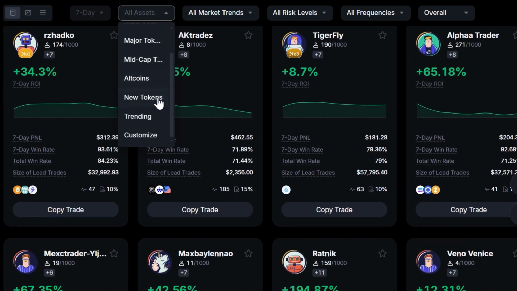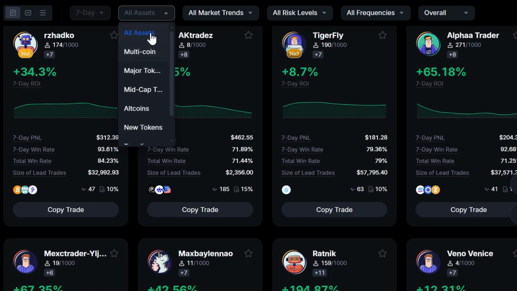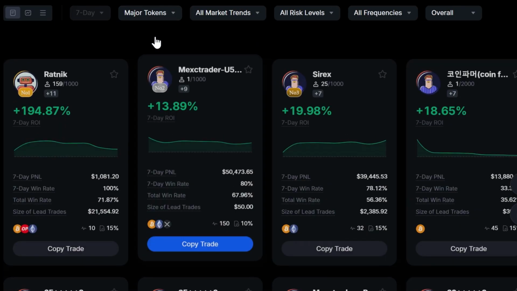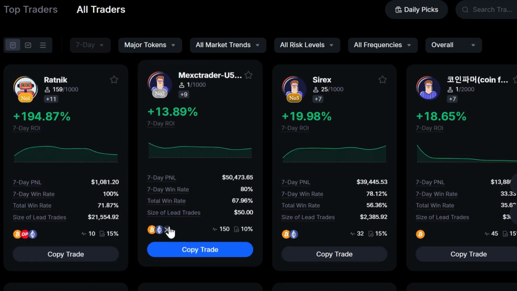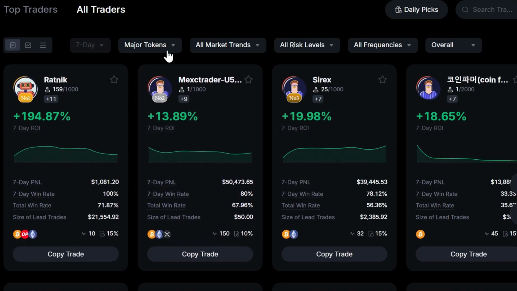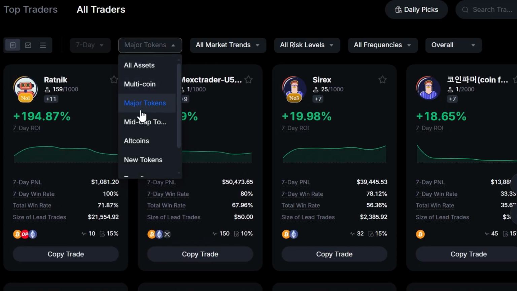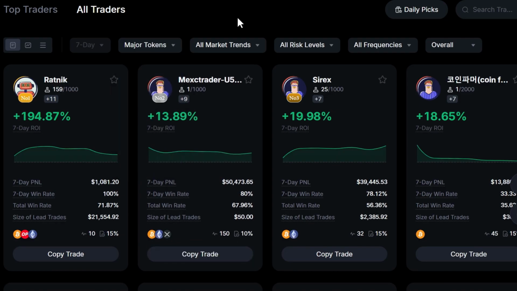Assets they're trading: this shows you which cryptocurrencies the trader focuses on. Some traders stick to major coins like Bitcoin and Ethereum, while others trade altcoins or even meme coins. For beginners, I highly recommend focusing on traders who mainly trade major tokens because they're less volatile and less risky.